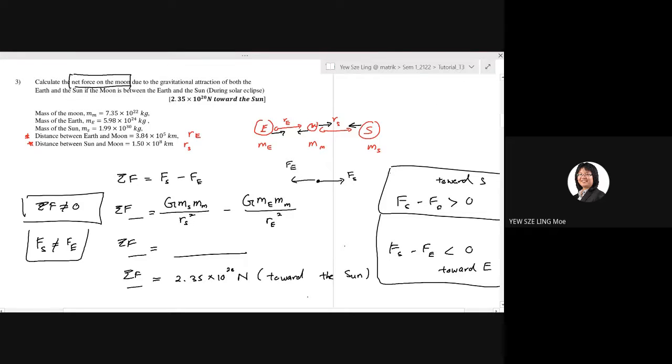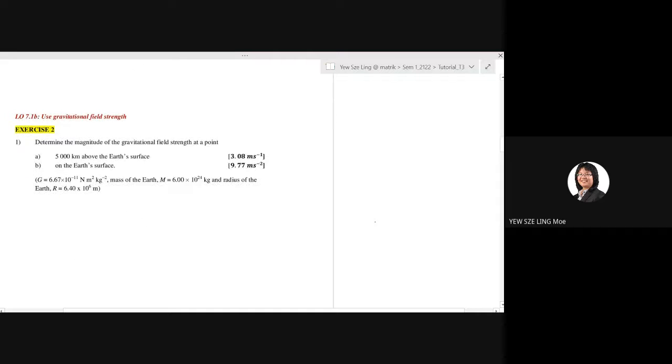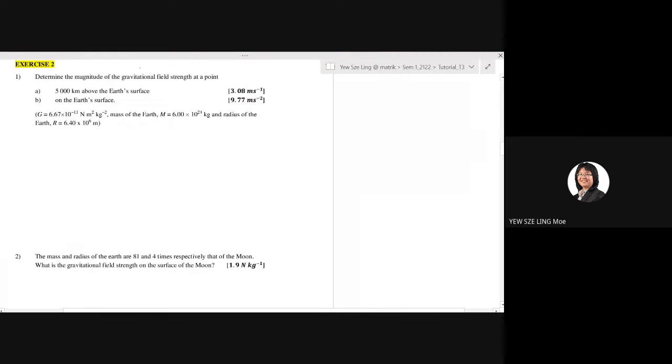So now let's look at exercise 2. Today I'm just going to discuss exercise 1 and exercise 2 only. Five questions only for today, just simple questions. Now, determine the magnitude of the gravitational field strength. Gravitational field strength, this is your g.